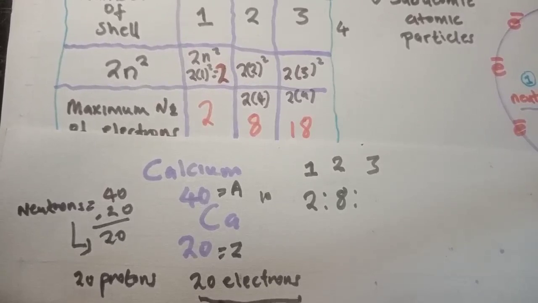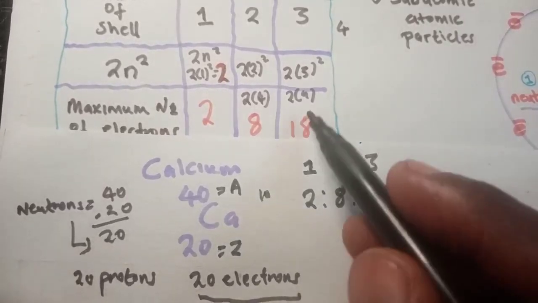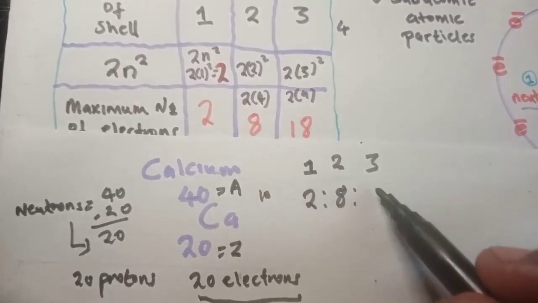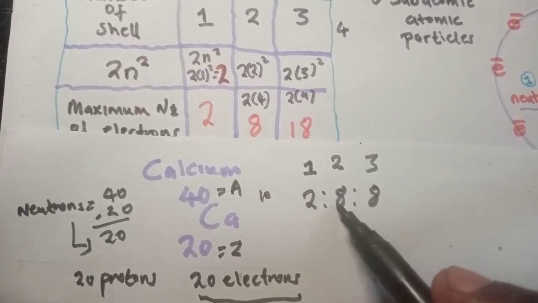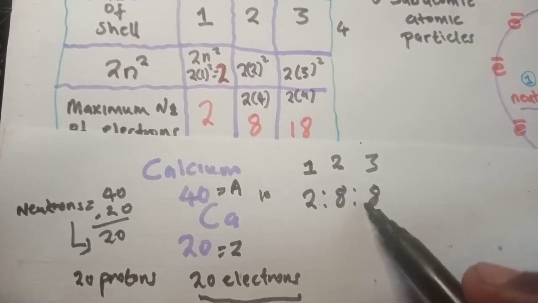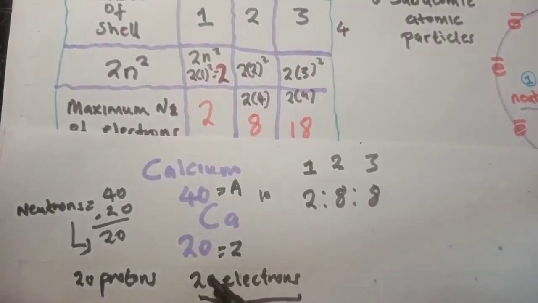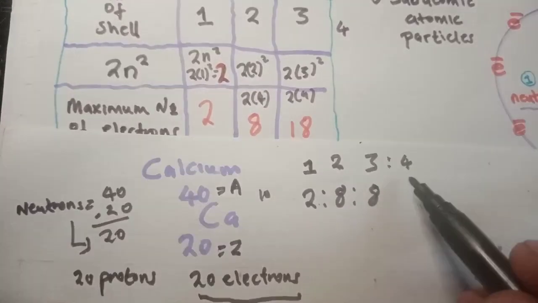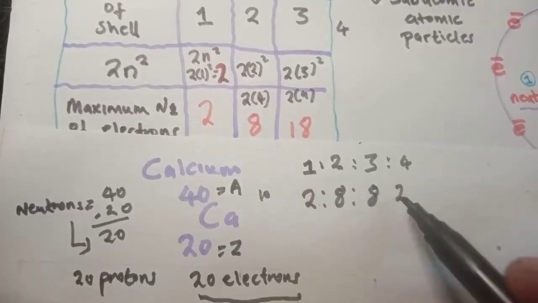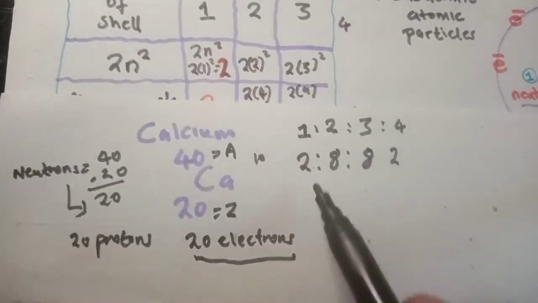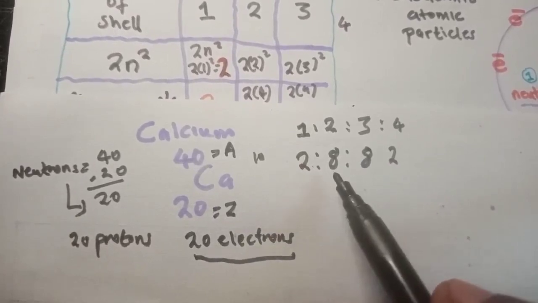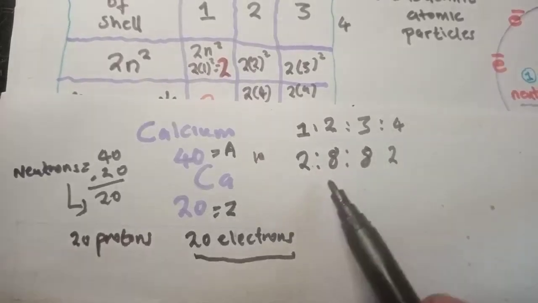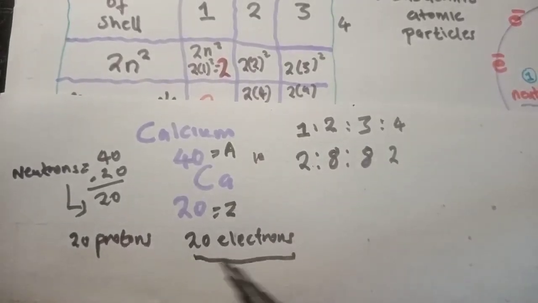So the third shell can occupy up to 18. Let's say we put 8 again here. So you have 18. 20 minus 18, meaning the fourth shell is going to have 2 more electrons. So first shell occupies 2, second shell 8, third shell 8, the last shell will have 2, but the total should give you 20 since there are 20 electrons.